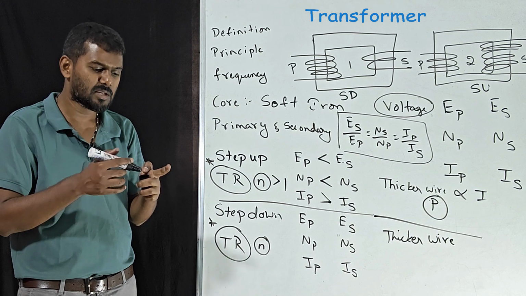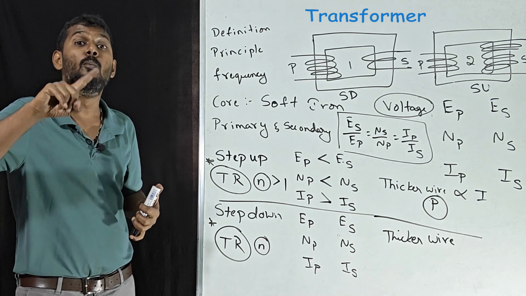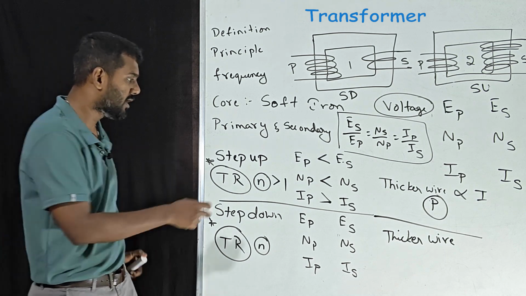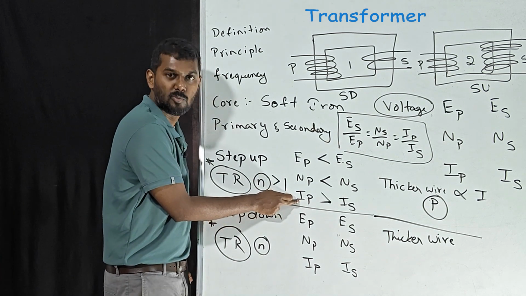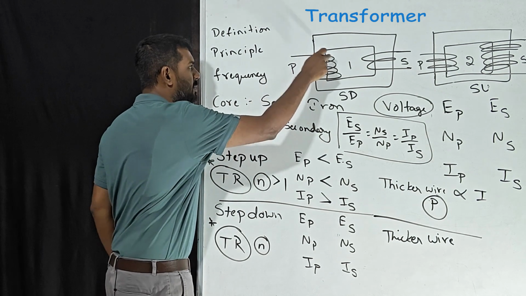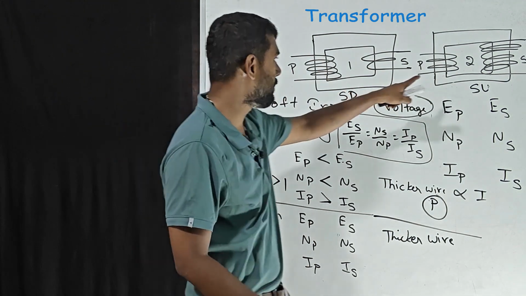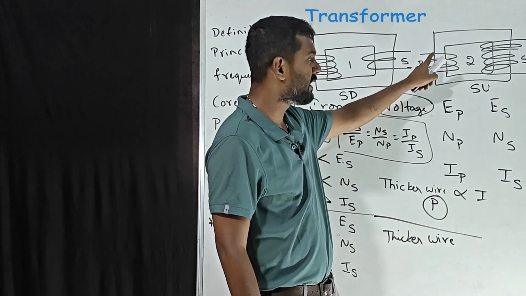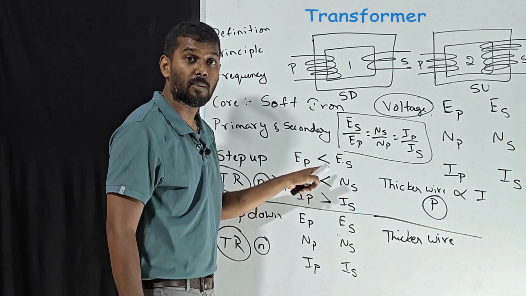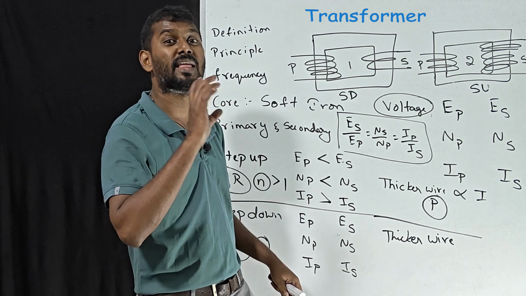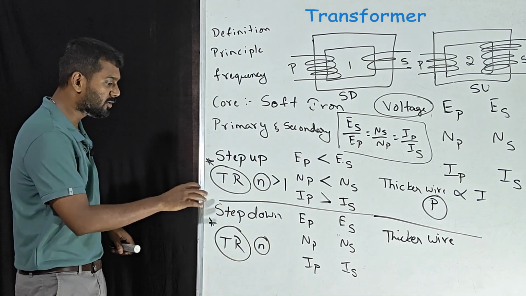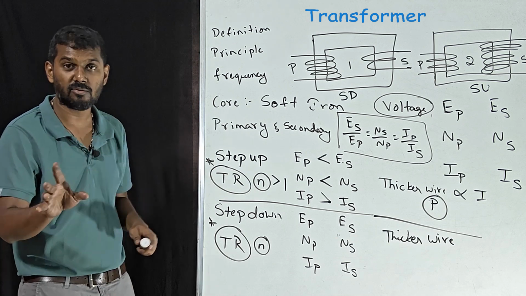Instead of memorizing this, how to understand is: which side we have more current, that side we have thicker wire. So current at primary is more, correct? So thickness of the primary wire, this is the primary, right? We are talking about step up, so this is a step up transformer. Here primary side we have more current, according to this. So that means primary side wires have more thickness compared to secondary side. Now we'll jump into step down. All these things are very much important.